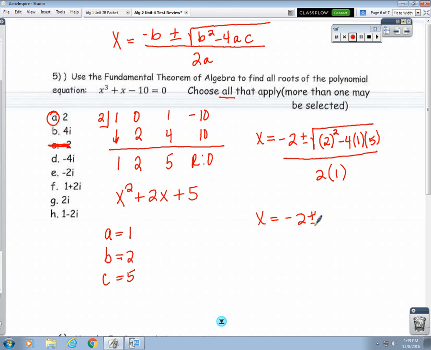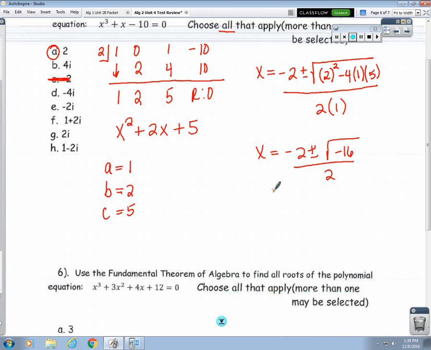Discriminant. First get your discriminant, which is the b squared minus 4ac. Type in the b squared minus 4ac and tell me what it is. Negative 16. And then all over 2, because 2 times 1 is just 2. So now look. x equals negative 2 plus or minus. What is the square root of 16?